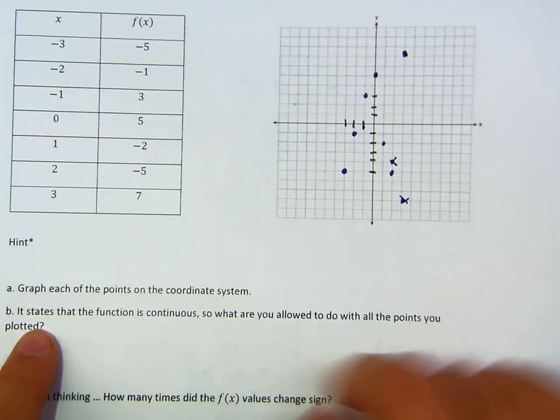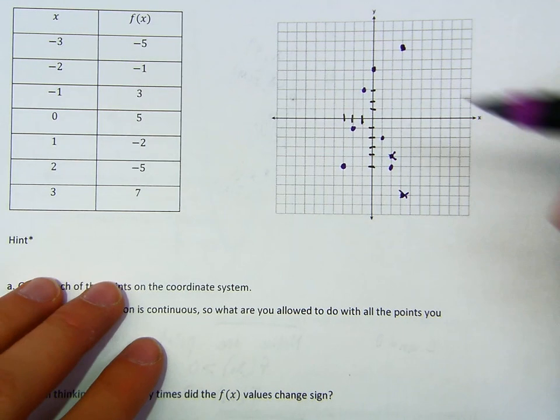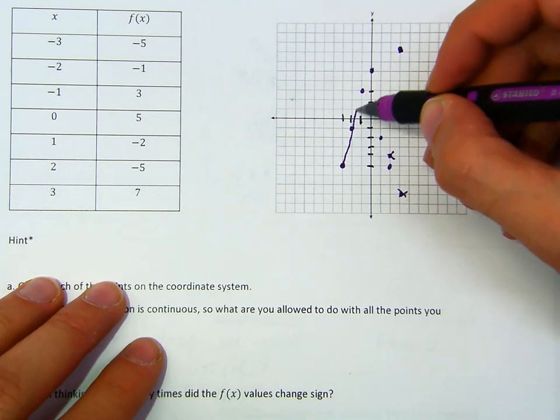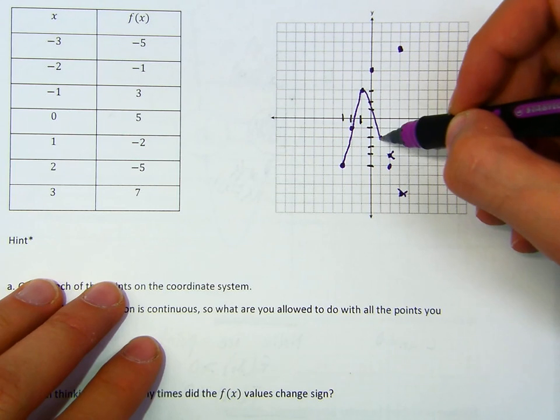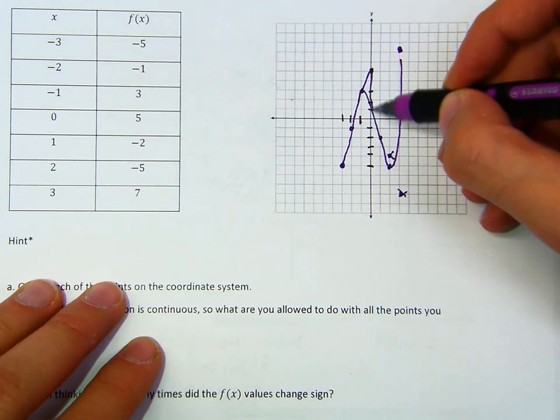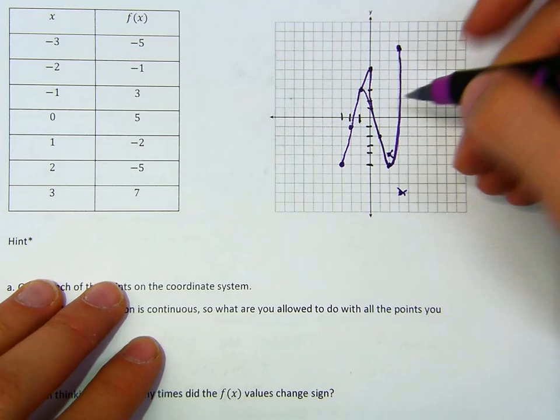Now that we have the points, it states that the function is continuous. So what are you allowed to do with the points that we have? We're allowed to connect them. So let's see. We have here, here, and here. Oh, whoops, we forgot one, but it won't matter. Wow, I just really messed this up, but it's okay.